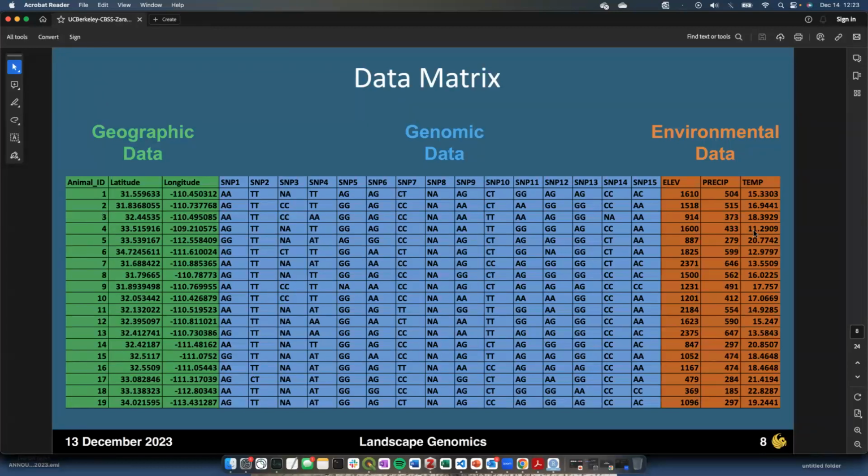Then we have our environmental data that I mentioned. Here you have an example of elevation, precipitation, and temperature, and you have that again for each of the locations where your individuals were found. But it's really common to see your data format look like this in any of these types of studies.